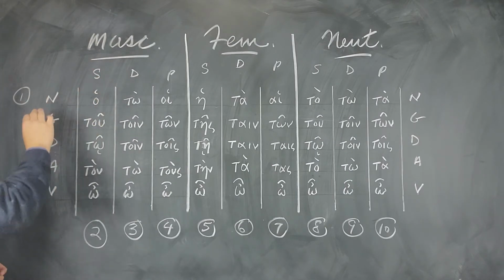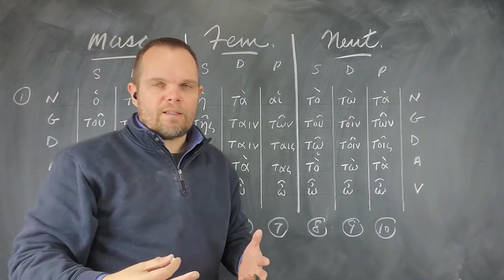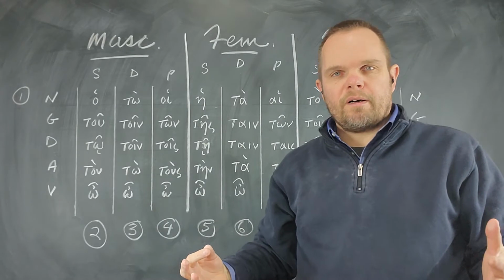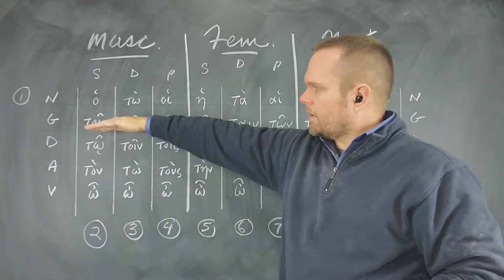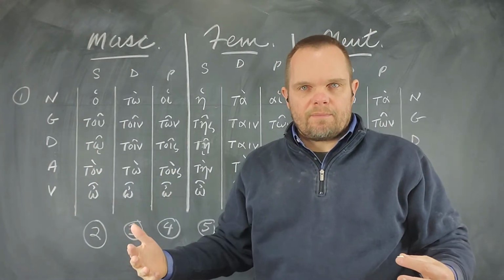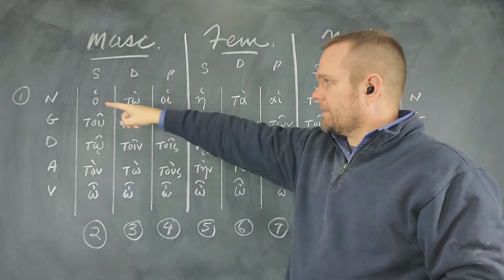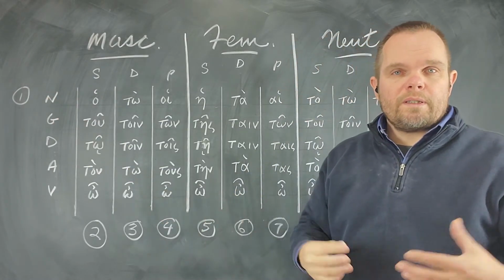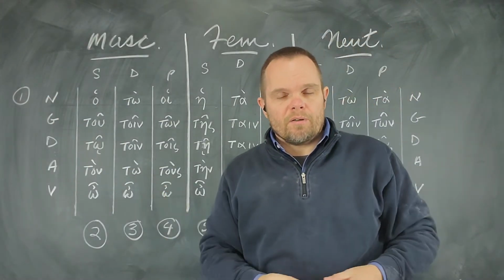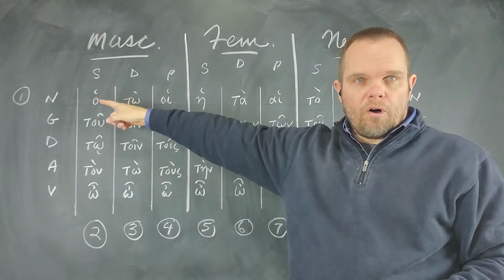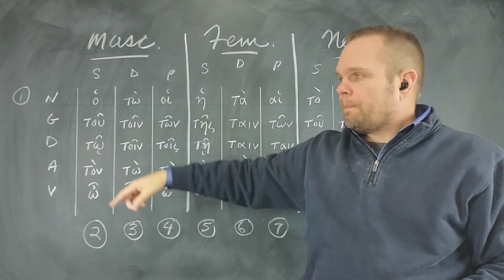And remember, we don't need to say nominative case because the nominative case is the regular form of the noun. Really, only the genitive, dative, accusative, and vocative are cases of the noun. The noun itself is the nominative case. So if I were to ask you, what is the masculine singular prepositive article? The answer is ho. Okay?